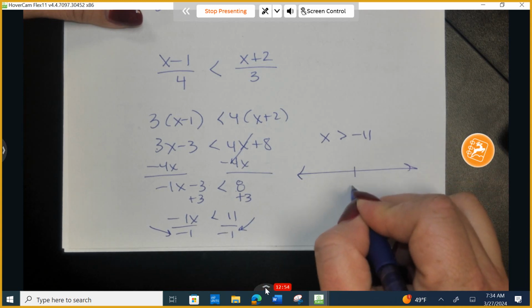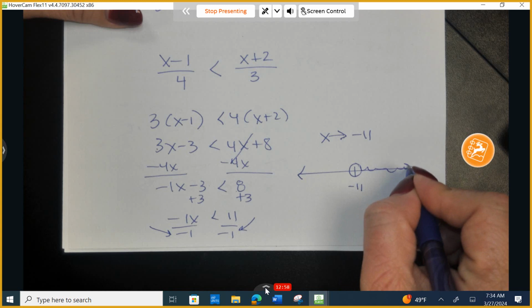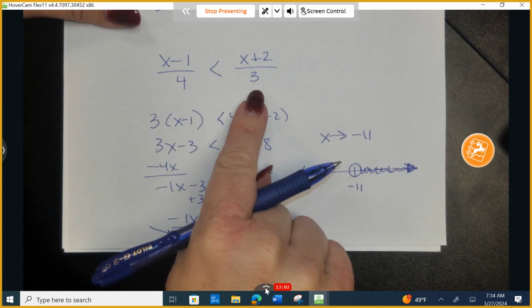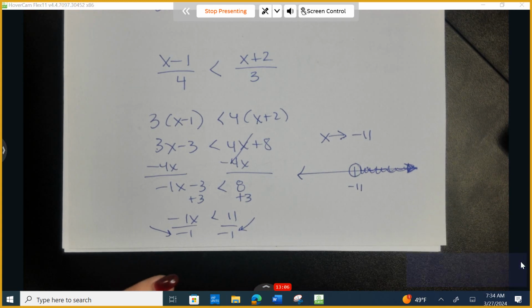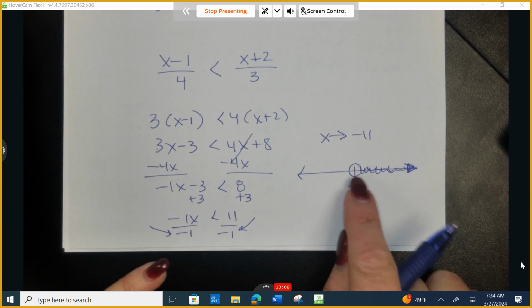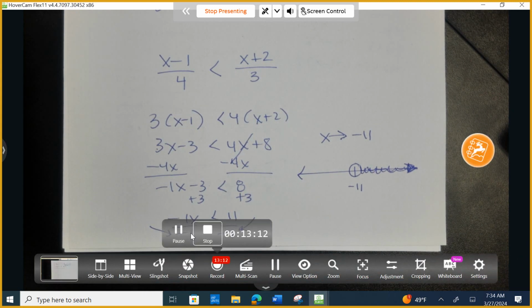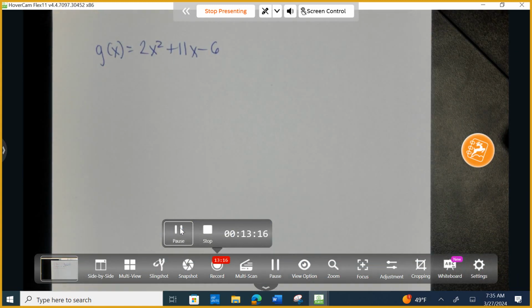All right, so here's negative 11. I'm making an open circle. Think of this as an arrow, and I'm shading to the right. This represents the solution set for this original inequality. So I could choose any number that's to the right of negative 11, not including it, and it would make this mathematical statement true. The 2 problems we just went over are like 15, 16, and 17 in your packet. Now we're moving to questions like 18, 19, and 20.